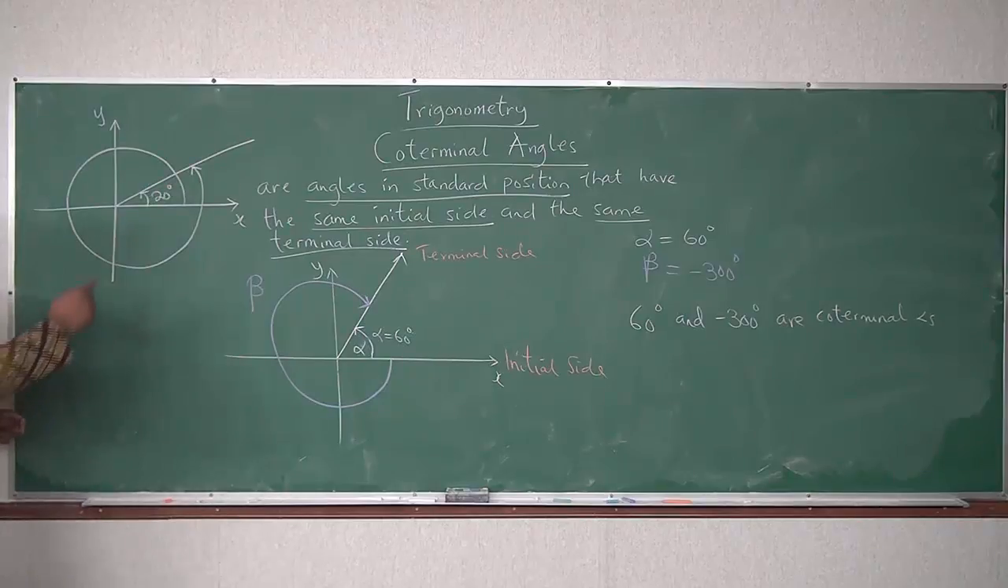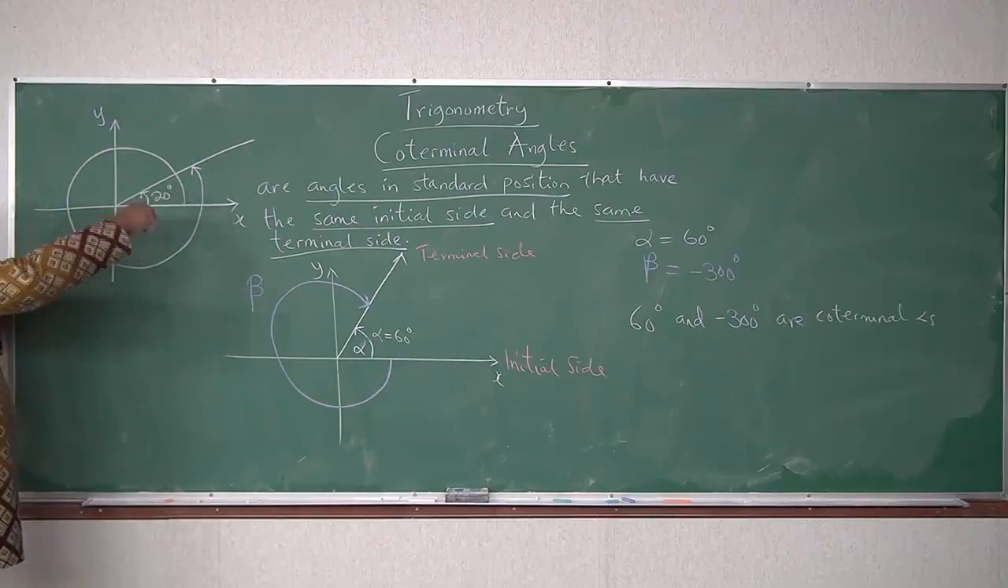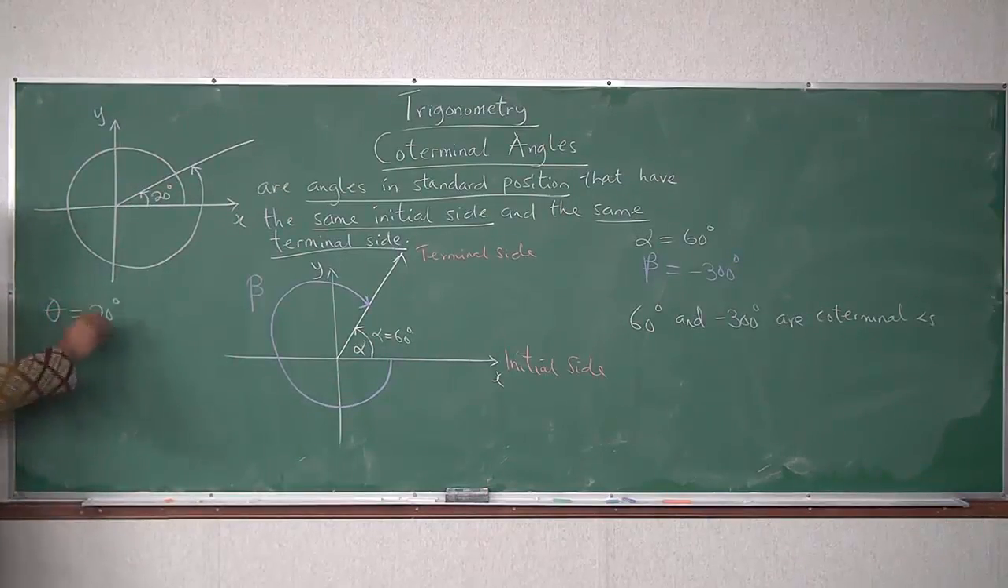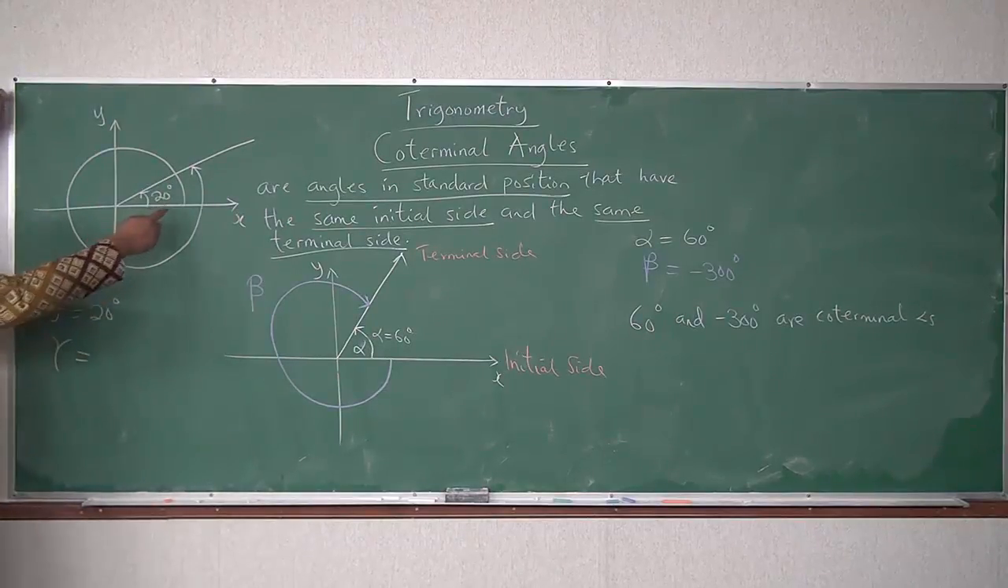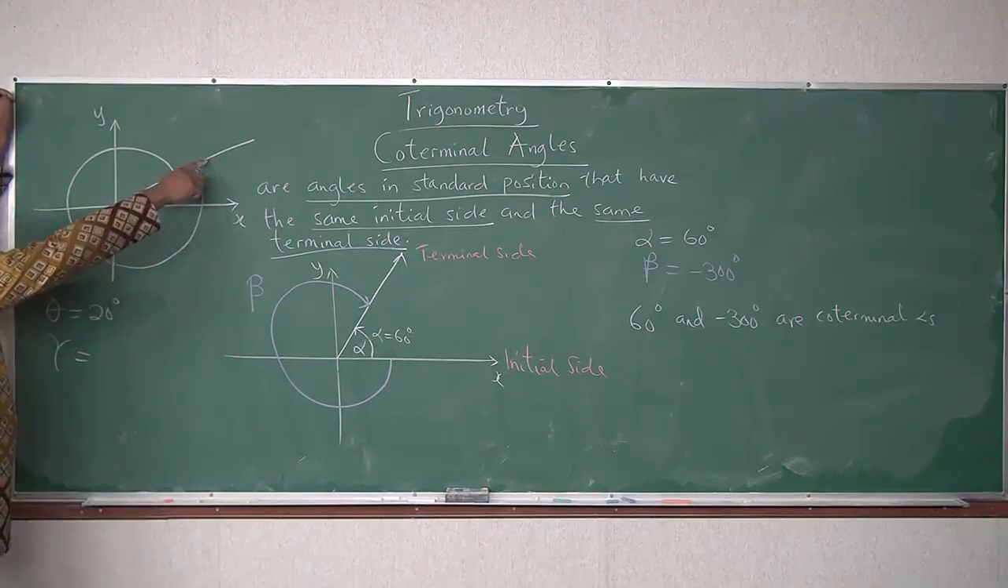So, what is going to be this angle? Remember, this is the same counterclockwise rotation, so both angles are positive. Let's call this angle theta, 20 degrees. And let's call the other angle gamma. What will gamma be? You see, it's the same. This is the initial side and this is the terminal side.